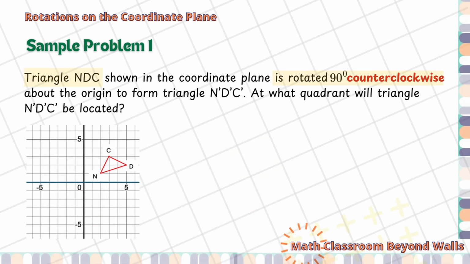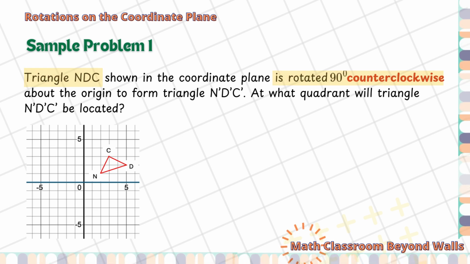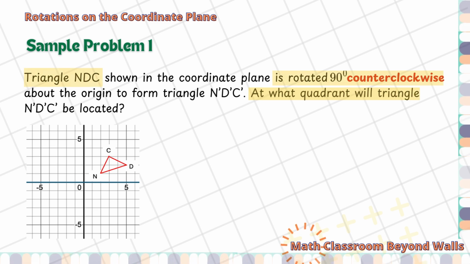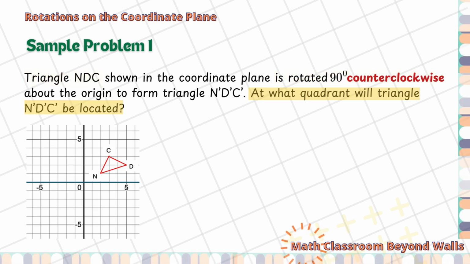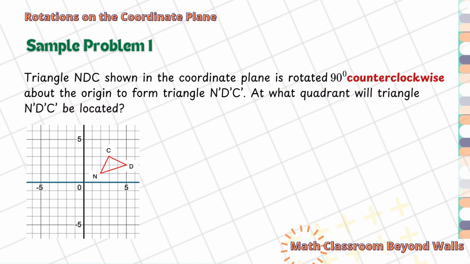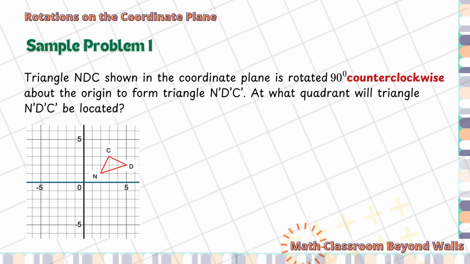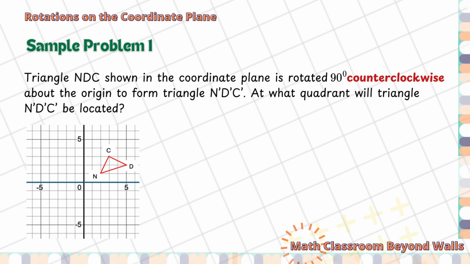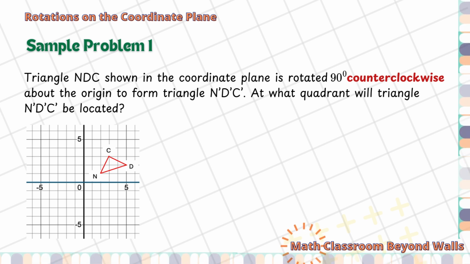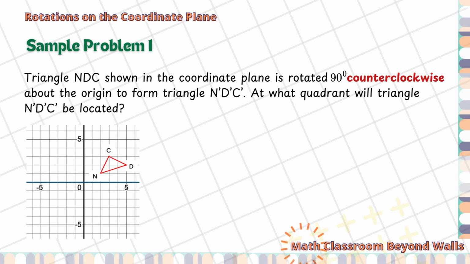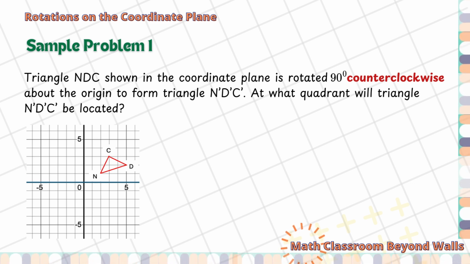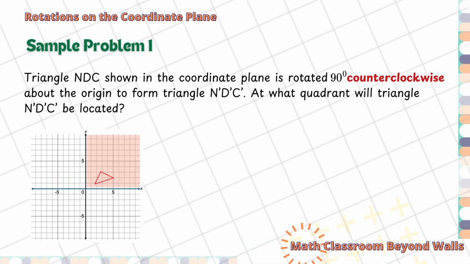Now, how about if we rotate triangle NDC 90 degrees counterclockwise? At what quadrant will triangle N prime, D prime, C prime be located? Remember the technique that we did earlier. So instead of just rotating triangle NDC, we will rotate the whole quadrant where the triangle NDC is located. Let's go.